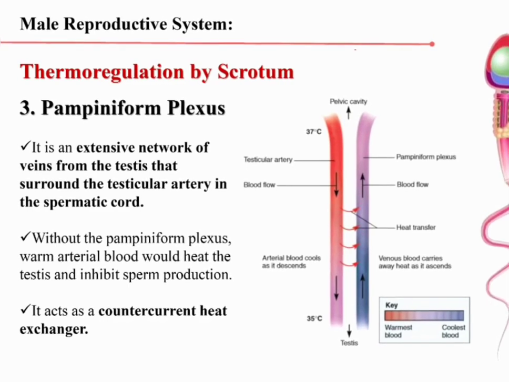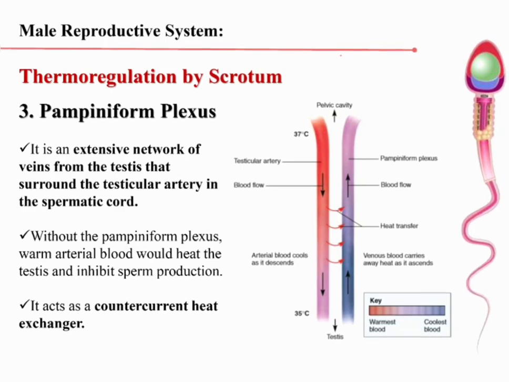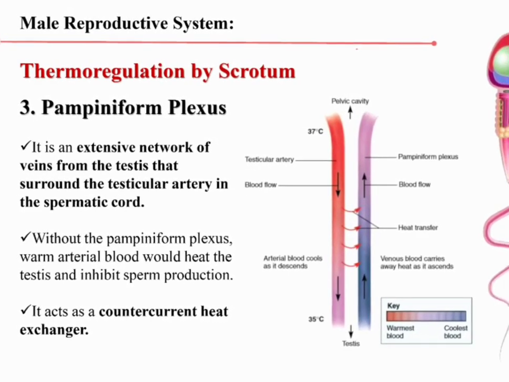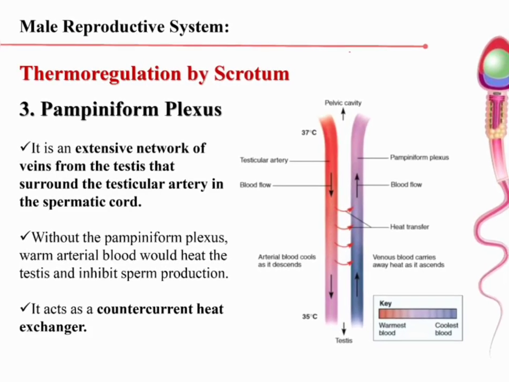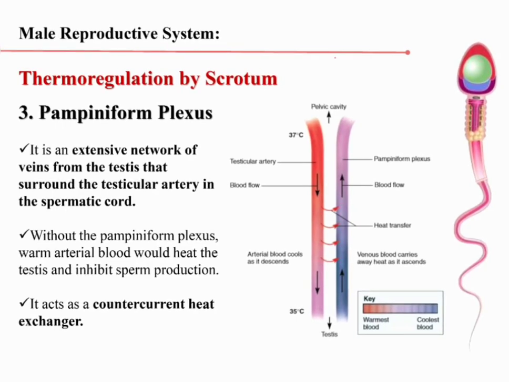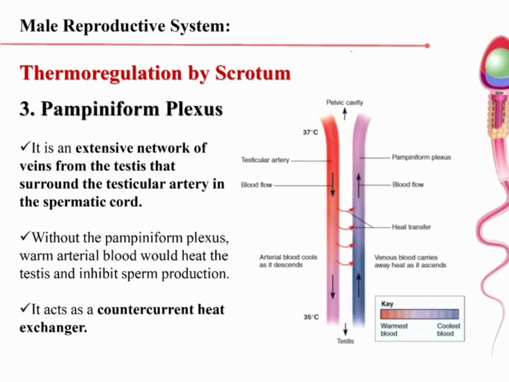Pampiniform plexus. It is an extensive network of veins from the testis that surround the testicular artery in the spermatic cord. Without the pampiniform plexus, warm arterial blood would heat the testis and inhibit sperm production. It acts as a countercurrent heat exchanger.